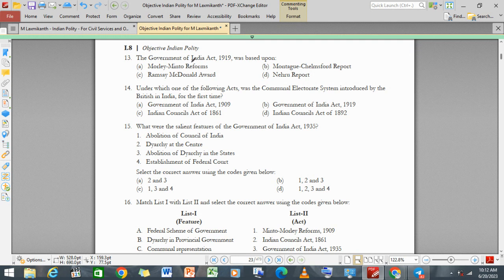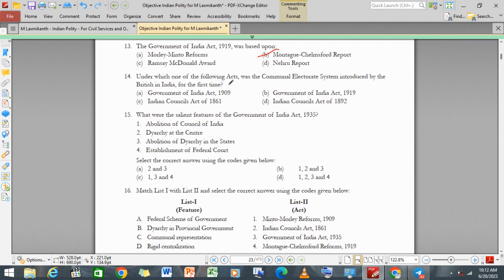The Government of India Act of 1919 was based upon, not Morley, it's Montagu-Chelmsford, right? Because after 1909, only Montagu-Chelmsford came. So it is good. Under which of the following acts was the communal electorate system introduced by the British government? It was 1909, right?